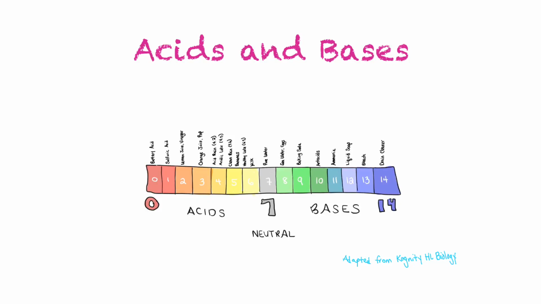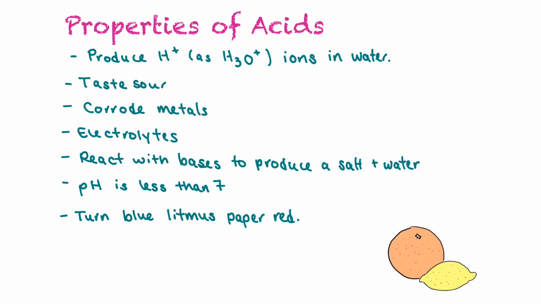In today's video lesson, we're going to review acids and bases from our prior knowledge. So acids have a lot of properties in common. An acid produces hydrogen ions or protons in the form of hydronium ions in water.